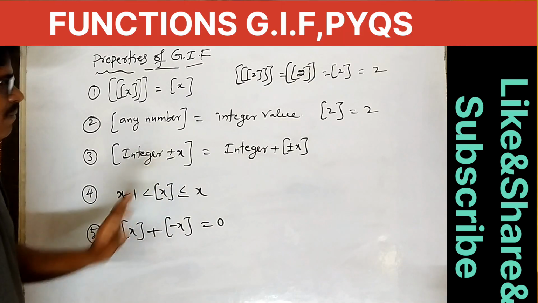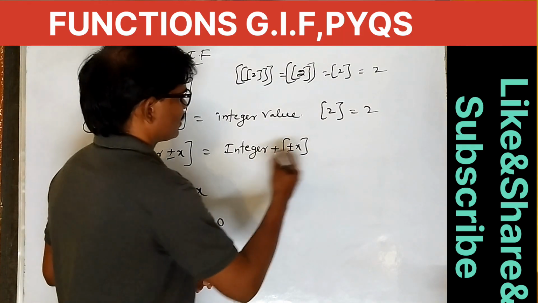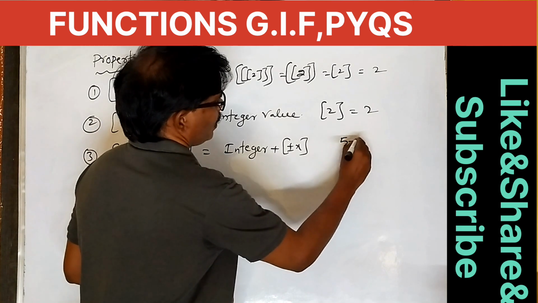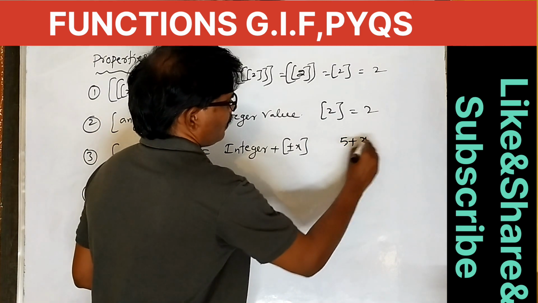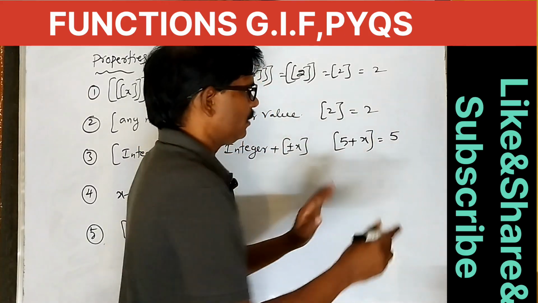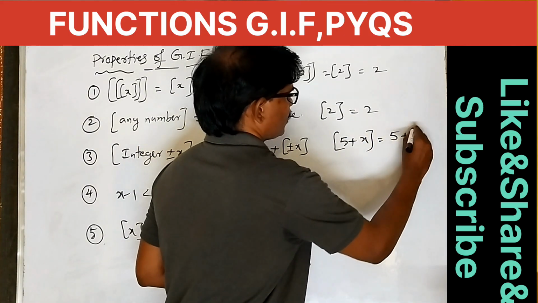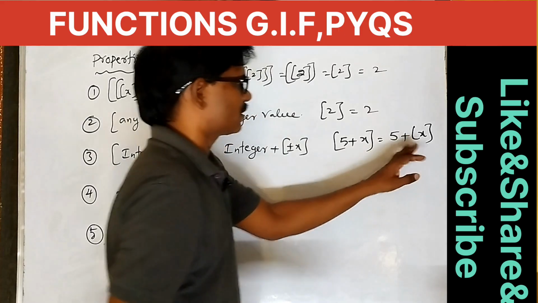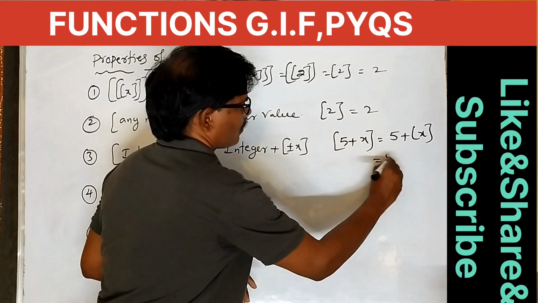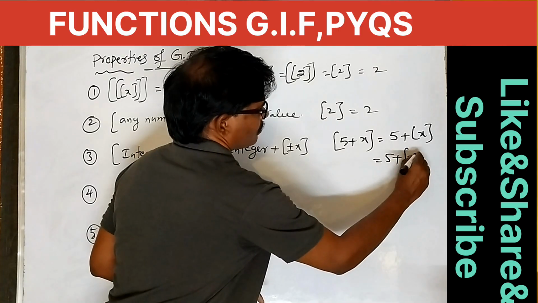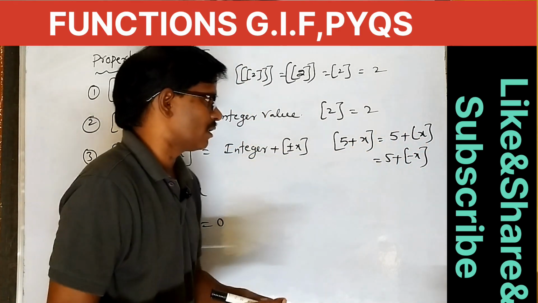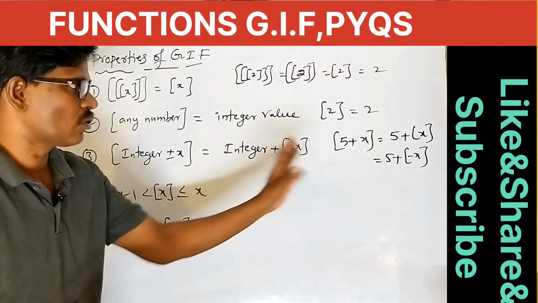Next, integer plus or minus x. Integer plus or minus x is equal to integer plus or minus step of x. For example, 5 plus step x: the integer comes outside, plus the step of x. Plus or minus is the same. 5 plus or minus step x. What is the value of this one? Suppose x is equal to 1, then the total is 6.